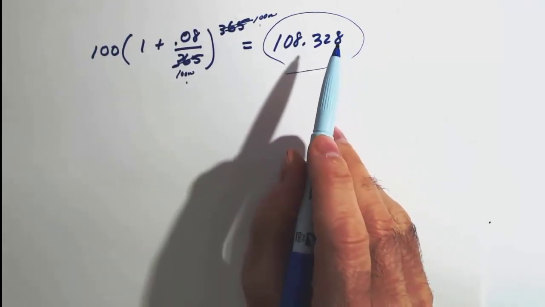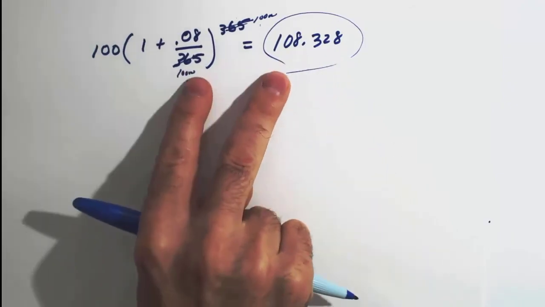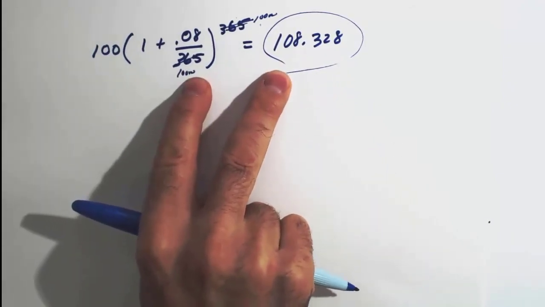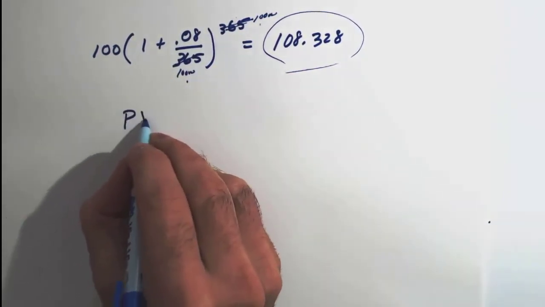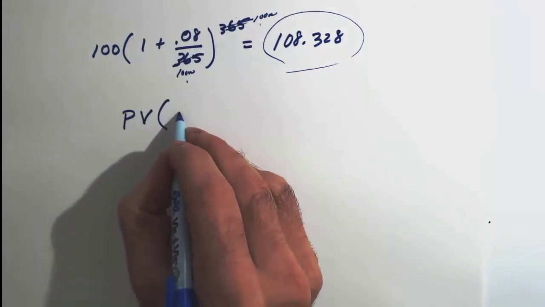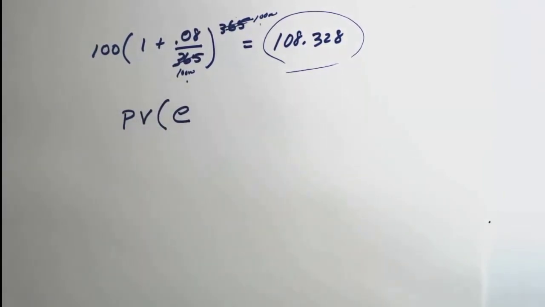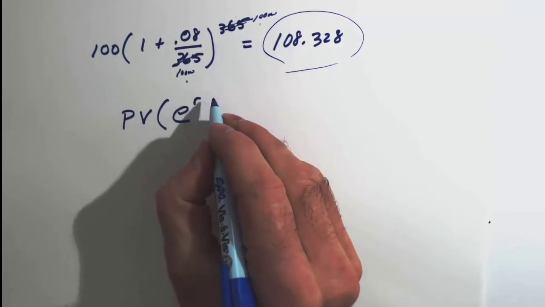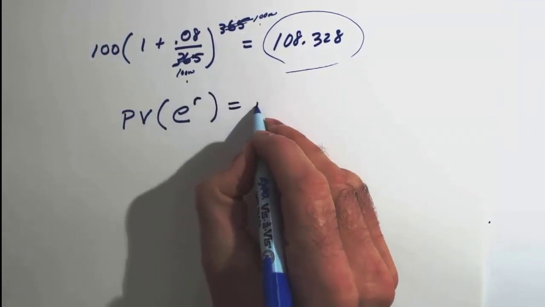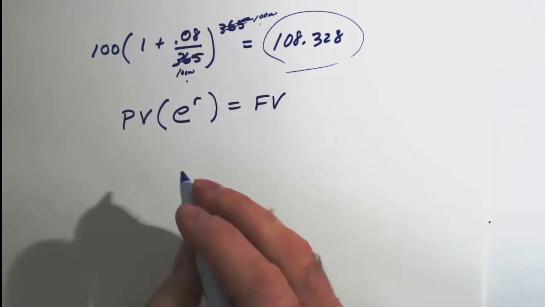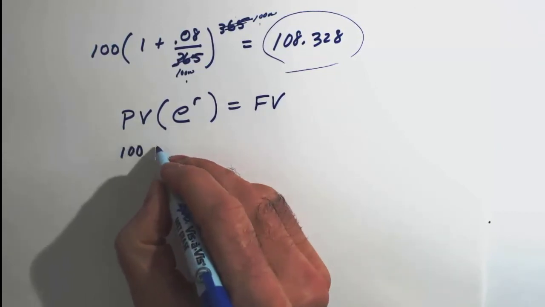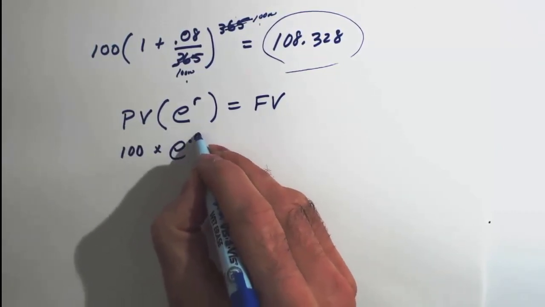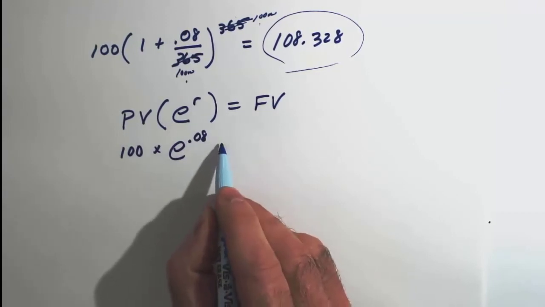Well, it turns out that there's a way to simplify that process. It's a little more mysterious, but it reduces the math a bit. And that's by taking the present value and multiplying it by E, that magic number E, which is 2.718, taking that to the R power, that will equal the future value. So apply it to what I just did. You put $100 in an account. You multiply that by E to the 0.08. Make sure the R is in decimal form.